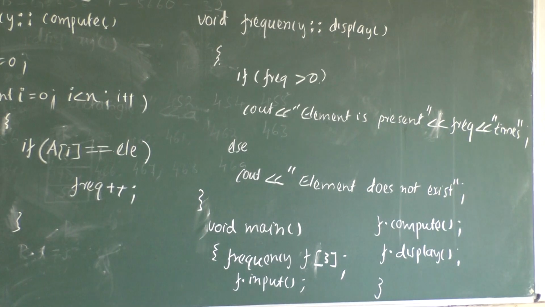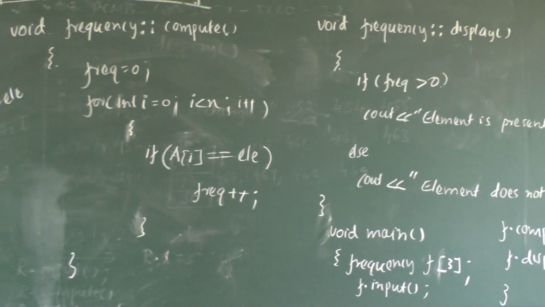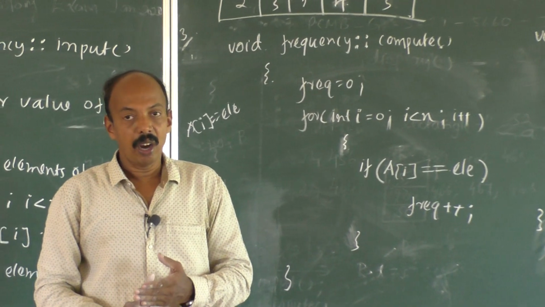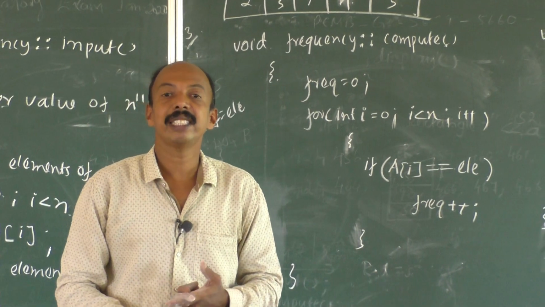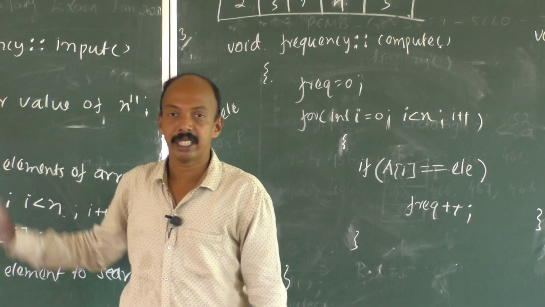I hope the difference is understood between the objects as an array, or the class having the members as an array. That's all about this particular objects and classes.